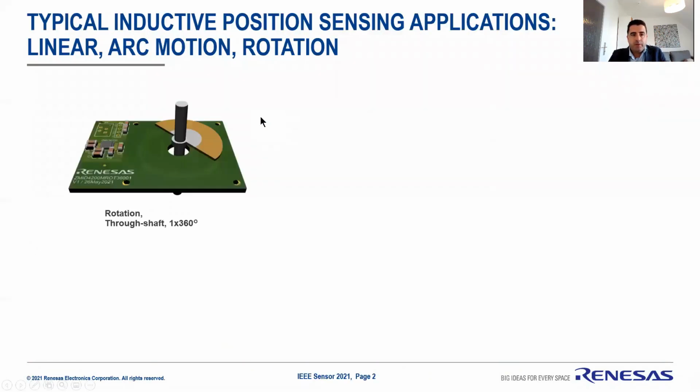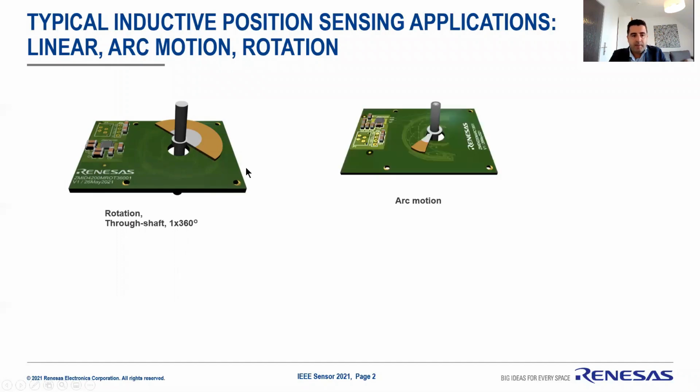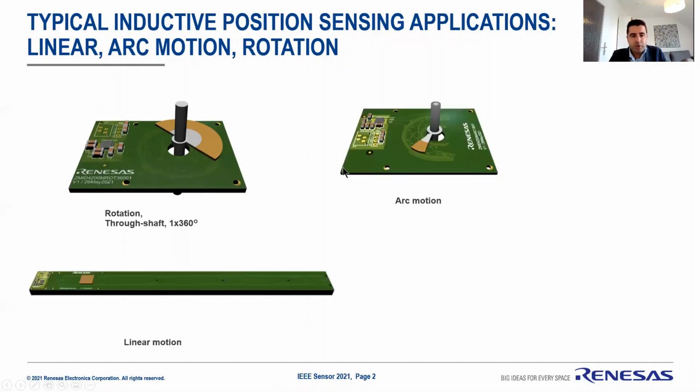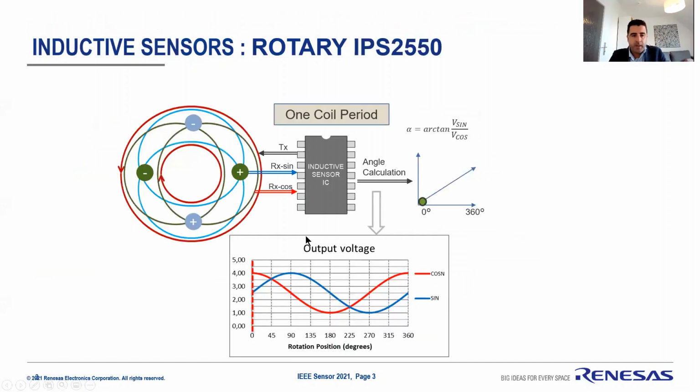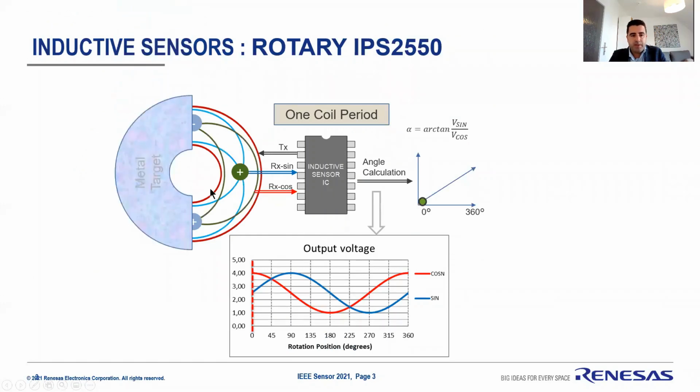First of all, I would like to introduce position sensing. The position sensing is built in a printed circuit board, as you see in this figure. It has a set of coils, a receiver and transmitter, a target that can be copper, and our sensor IPS 2550, and some additional passive components. It can measure a rotation, an arc motion, linear motion, and also some multi-period and multi-target. For a better explanation, let's see an example.